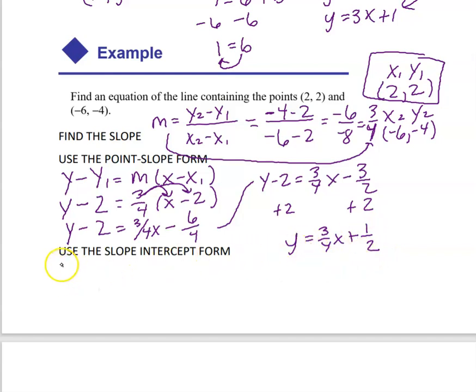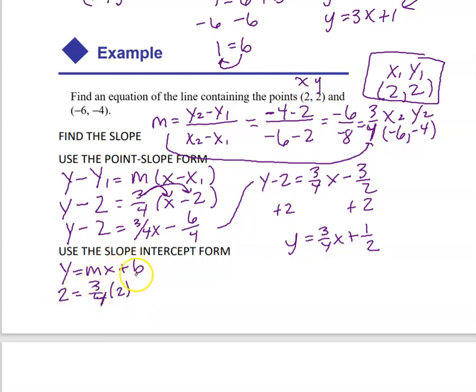Okay, now if I want to use the slope-intercept form, we would start out with this. Now we do know the slope is 3 over 4. We found that out in the beginning, so I can put that there. It doesn't matter which point you use, 2, 2, or negative 6, 4. I'm going to use the first one they gave me. So both my x and y are both 2's. So this would be a 2.